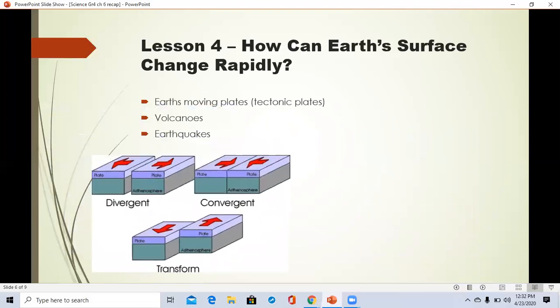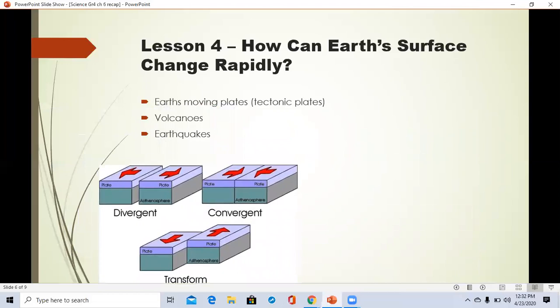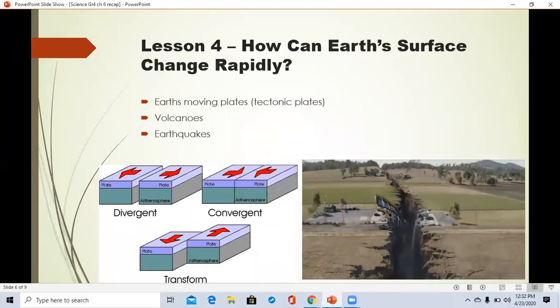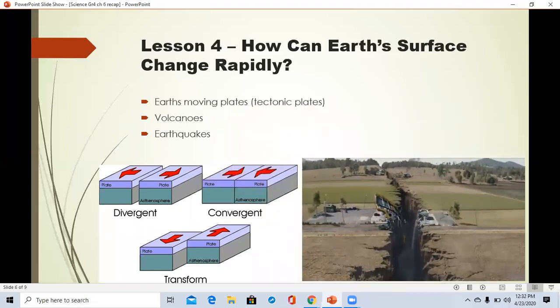Earthquakes occur in 3 different stages: divergent, moving away from one another; convergent, moving towards one another; and transform, moving past one another. So these plates move in different directions. And this is an example of a divergent earthquake, or a dramatic version of a divergent earthquake.